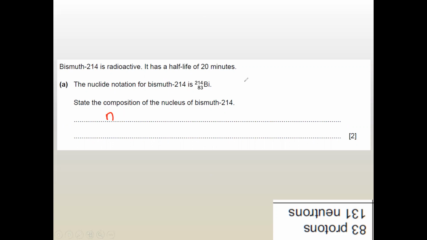When we work out, A, the nucleon number, is 214 and Z is equal to 83. So to get the number of neutrons, that is A minus Z. So 214 minus 83. When we subtract, we'll get 131. To get the number of protons, that is given by Z. So here Z is 83. So the number of protons will be 83.